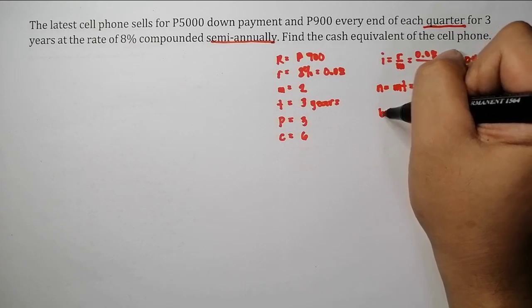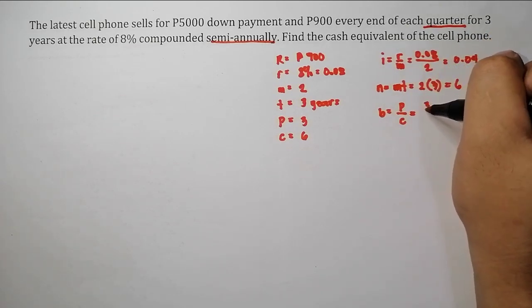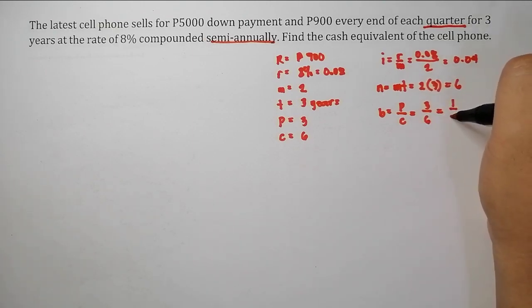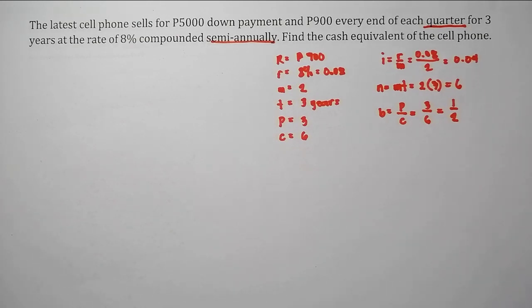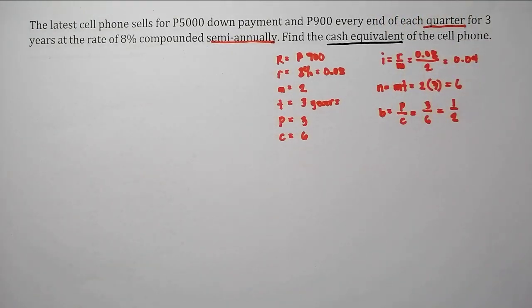And last one is yung value ng B natin, which is the quotient of P and C. So ang P natin ay 3, ang C natin ay 6. So 3 over 6, that will give us 1/2. Now substituting these values sa ating formula ng present value. So again, ang hinahanap natin dito ay yung cash equivalent. So pagka cash equivalent yung ating hinahanap, we're looking for the cash price or the cash value. So kailangan natin isolve yung ating present value.